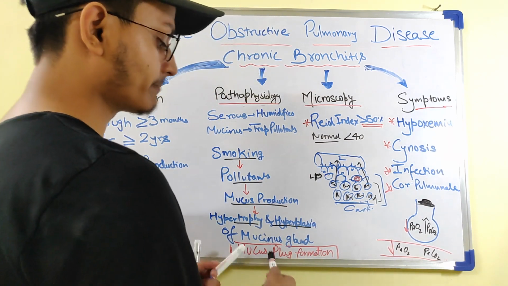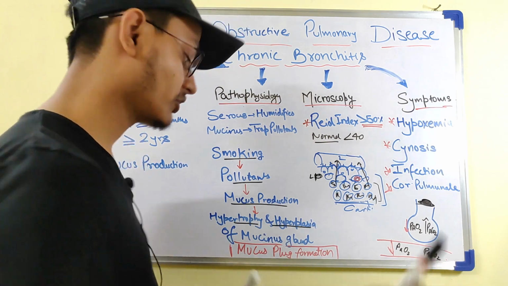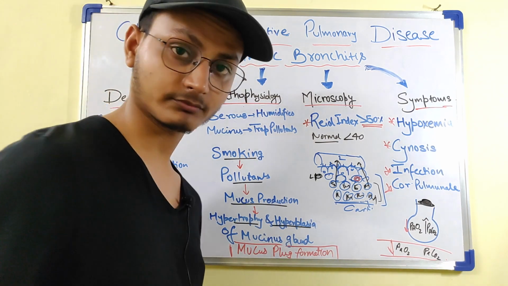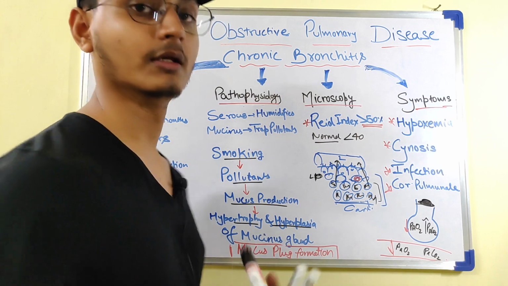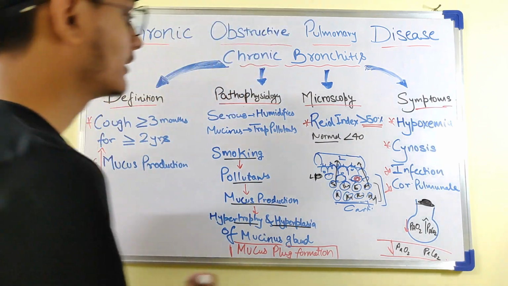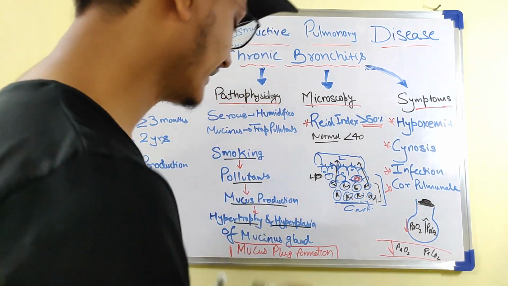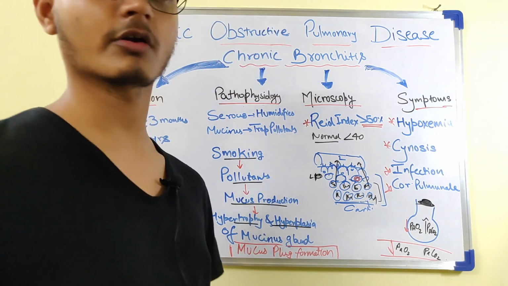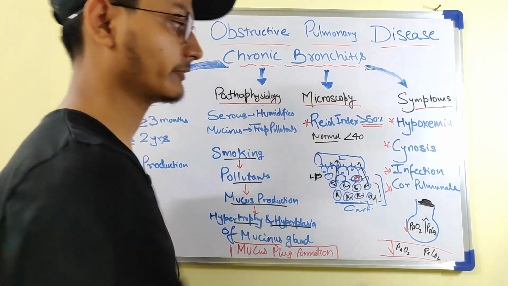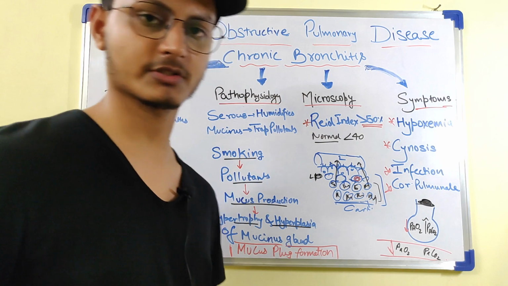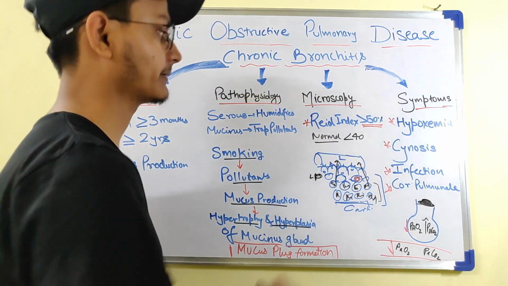That will basically create a very high chance of mucus plug formation in the bronchial tree, right? So this was the basic idea, and this mucus plug formation does a lot of things that we're going to see in complications, one of which is hypoxemia, which is one of the main causes, right?